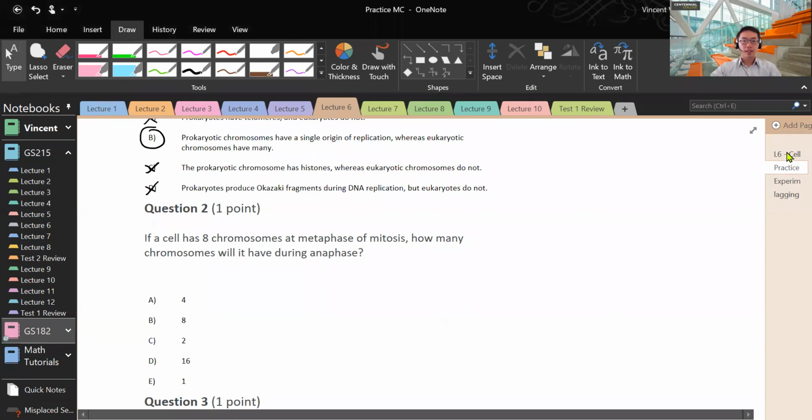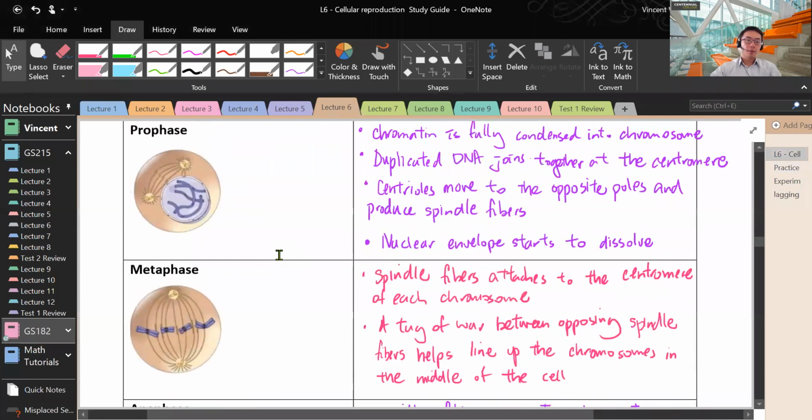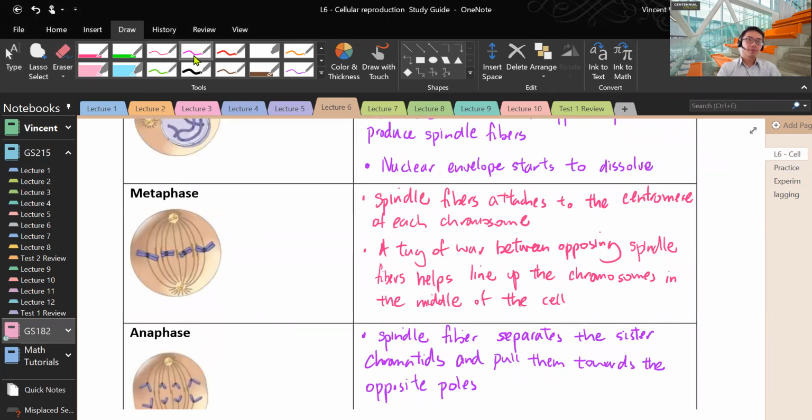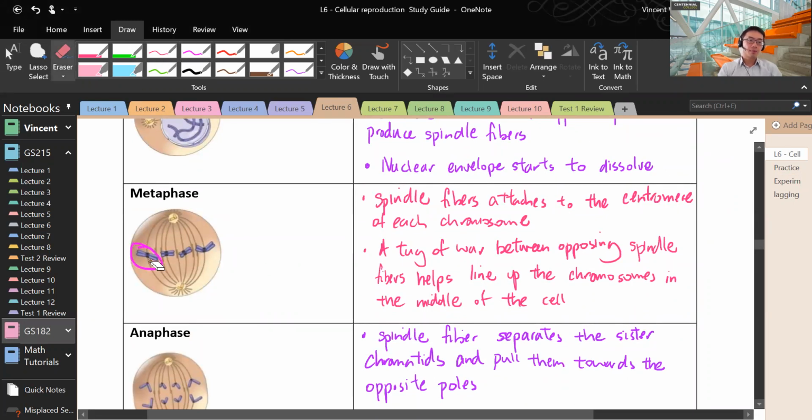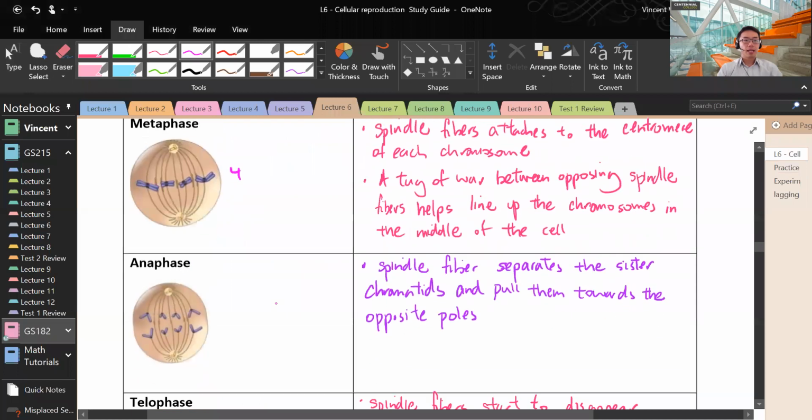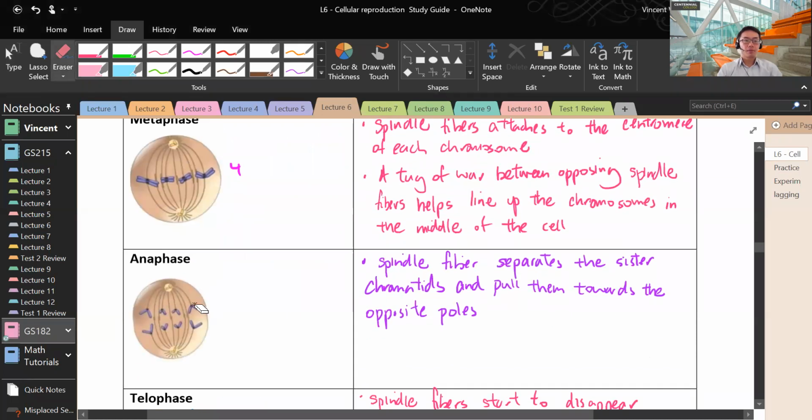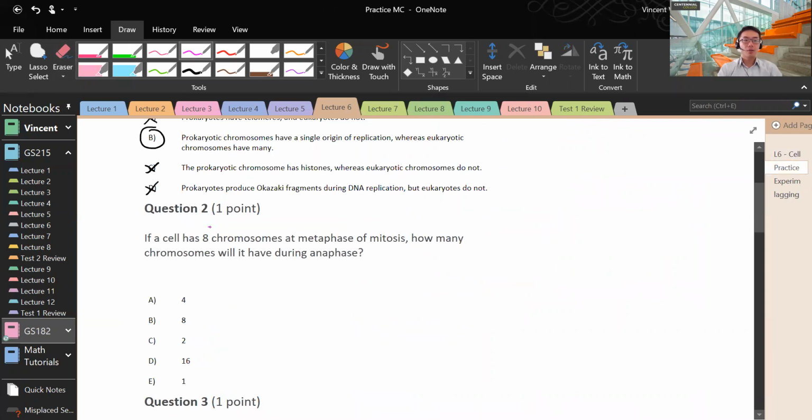Well, let's take a look at this again. How many chromosomes here in metaphase in this diagram? Oh, I told you this counts as 1, right? As long as they stick together, it's called one thing. So that's 1, 2, 3, 4 chromosomes. And then in anaphase, they get pulled apart. So now we have 1, 2, 3, 4, 5, 6, 7, 8 chromosomes, right? So applying this to the question, if there are 8 chromosomes in metaphase, in anaphase, there will be 16.